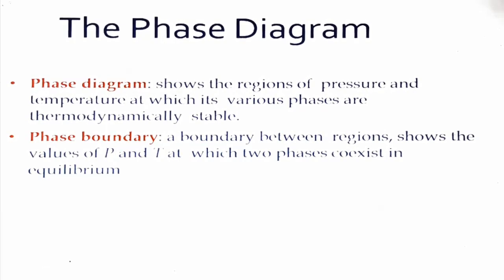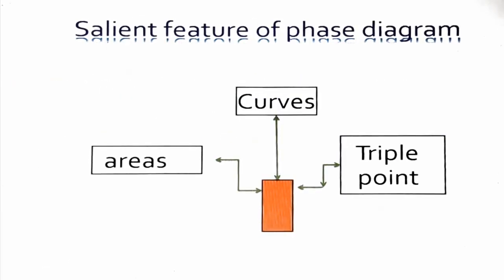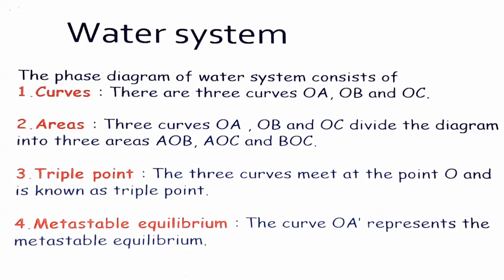There are few things we have to see, which are also known as salient features of a phase diagram, that is areas, curves and triple points. In all types of phase diagrams, whether we are learning phase diagram for water system, means one component system, or two component system, in all phase diagrams we have to study areas, curves and triple point. I have taken the example of water system in explanation of curves, areas, triple point and metastable equilibrium. So in water system, 3 curves, 3 areas, 1 triple point and 1 metastable point are present.